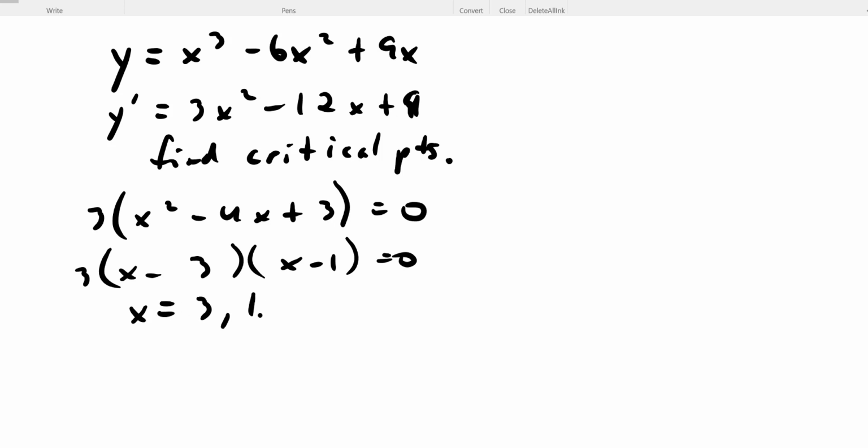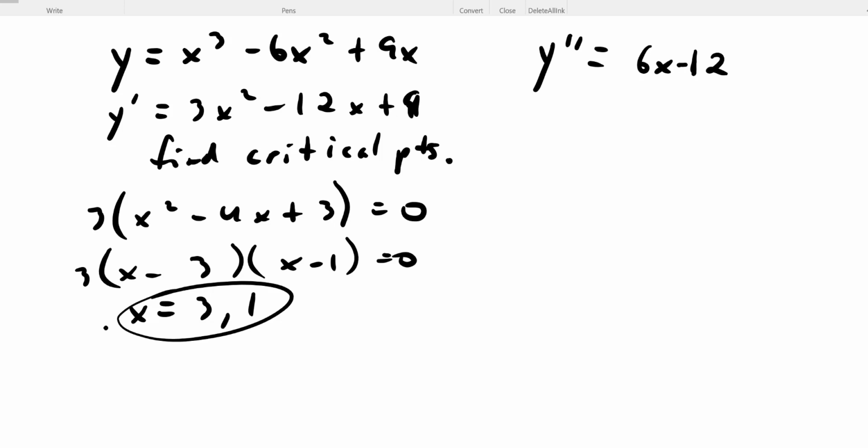Again, there's no interval testing here. If you do interval testing, you really didn't do the second derivative test. The next thing I want to do is find y double prime. Y double prime is very simple, it's just 6x minus 12. Based on what I'm doing here, math fans, I am just testing these points out. I want to see, at x equals 3, is it concave up or concave down? That's all I'm doing.